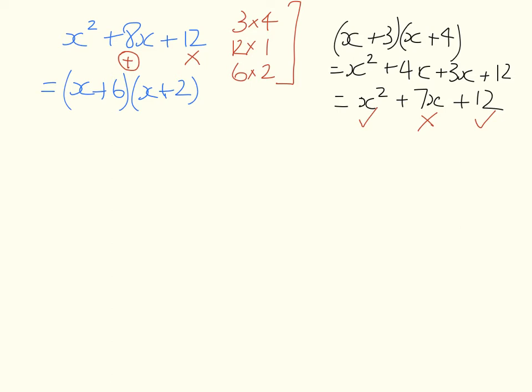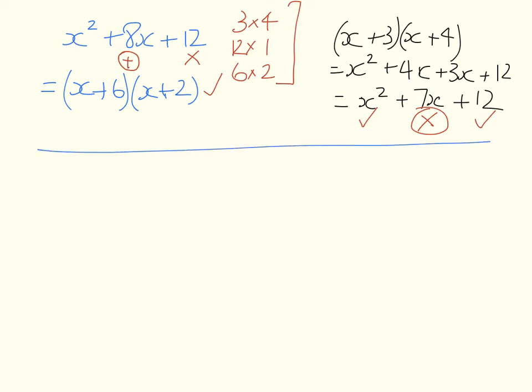That doesn't match our 8x in our original question. So even though we've got 2 of these correct, the third one that is incorrect makes the whole thing wrong. That's why we sometimes have to do a little bit of guessing and checking with these. So 3 and 4 are factors of 12, but they're not factors that add to give 8. So this is our correct factorisation of x squared plus 8x plus 12.